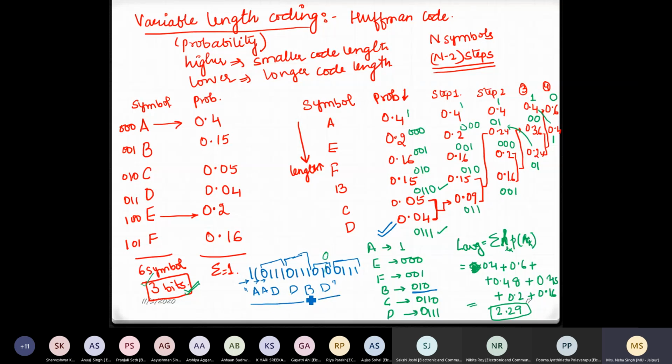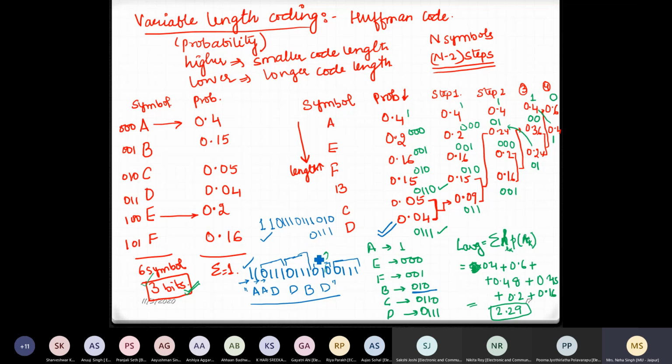If I need to send out this using this code, what will I send? For A, I should send 1. Another A, I should send 1. For D, what is the code? 0 1 1 1. So I should have sent 0 1 1 1. Another D, 0 1 1 1. B means 0 1 1, sorry, 0 1 0. And finally with D, 0 1 1 1. The two are same.